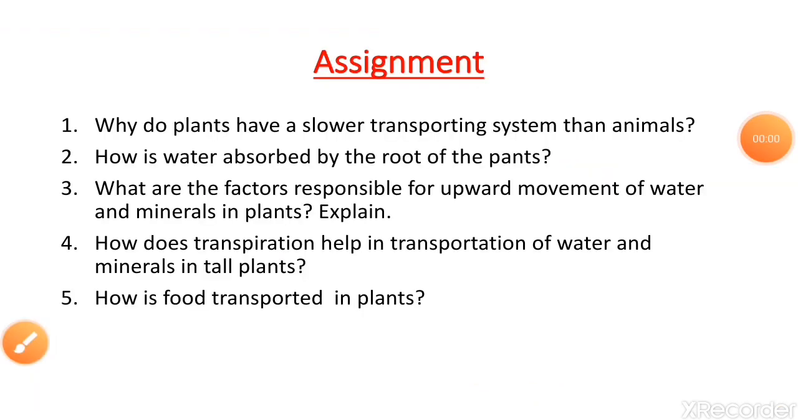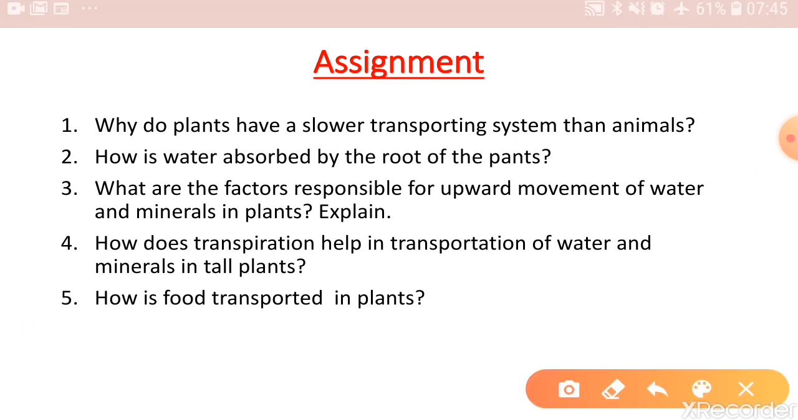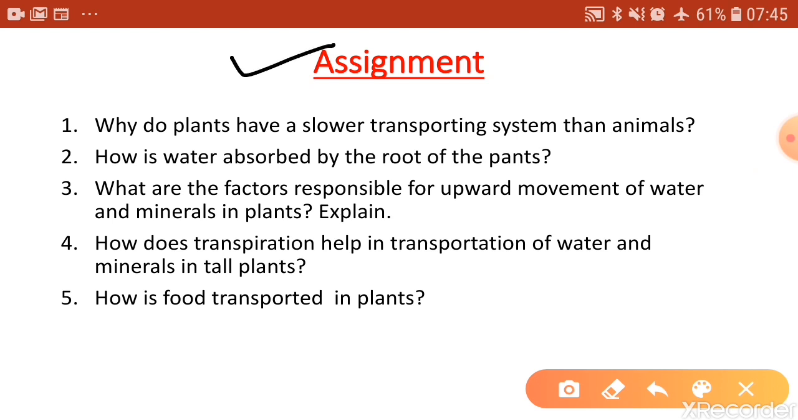In this video I have discussed how transportation occurs in plants. I had told you about why plants need a transporting system, then how water and minerals are absorbed, and then I had discussed the role of transpiration pull and root pressure in upward movement of water and minerals, and finally how translocation of food occurs. So on the basis of the video that you have watched, there is a small assignment that you need to do in your bio copy.